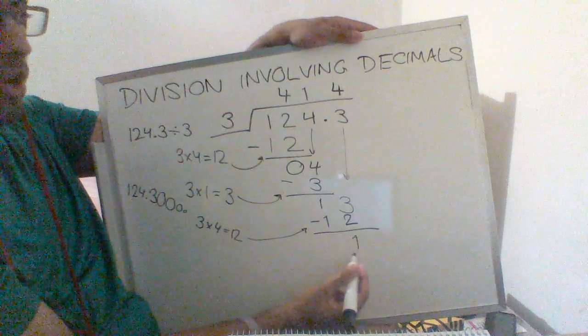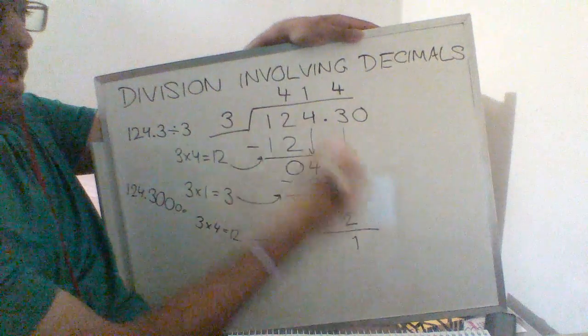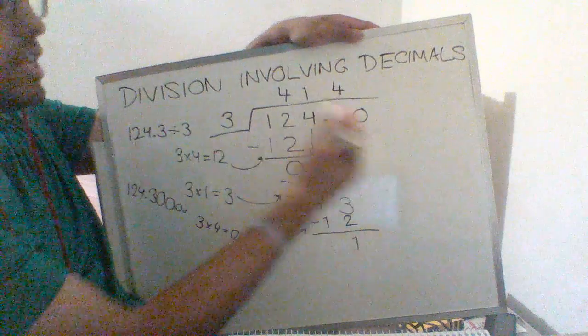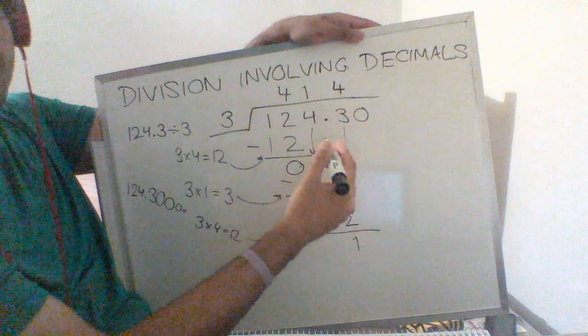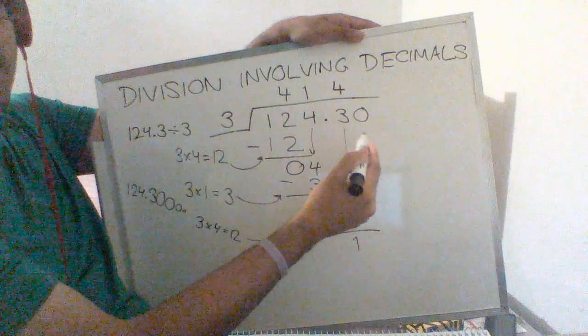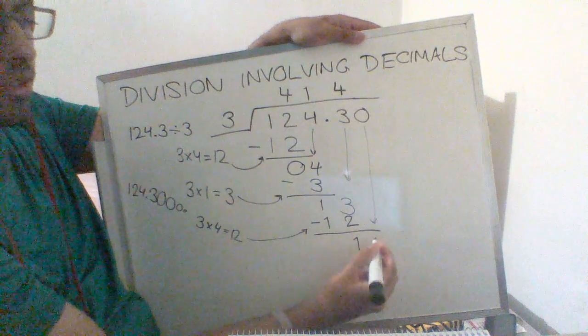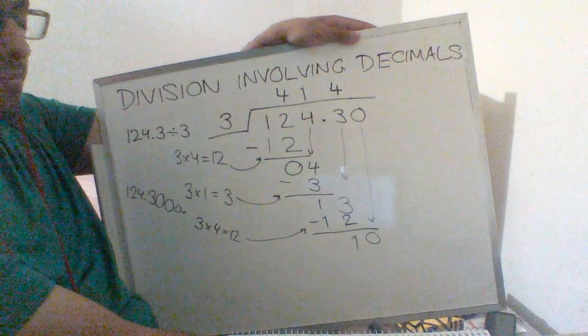So I have this 1 down here, and I'm going to put a 0 at the end of my dividend. So I've made this, instead of 124.3, I've made it 124.30. So I haven't changed the value of this dividend, but I've just added this extra 0 as a digit that I can pull down beside this 1 down here. And we make this a 10.